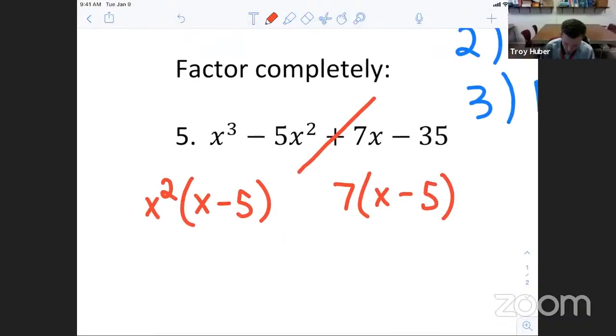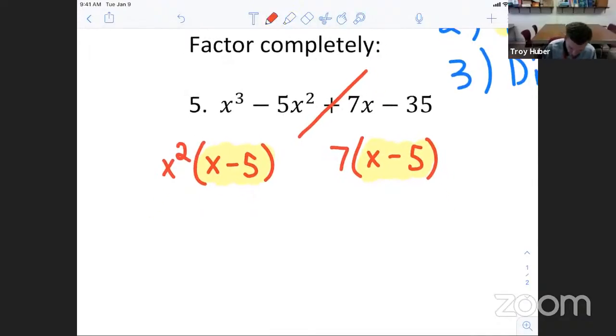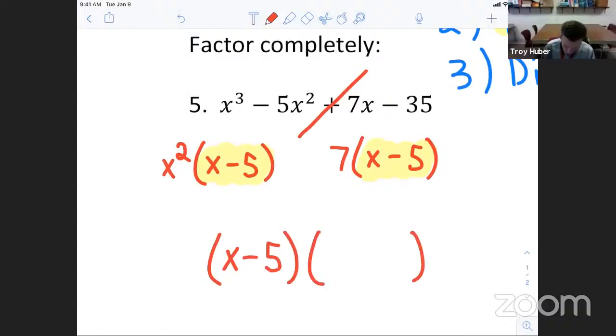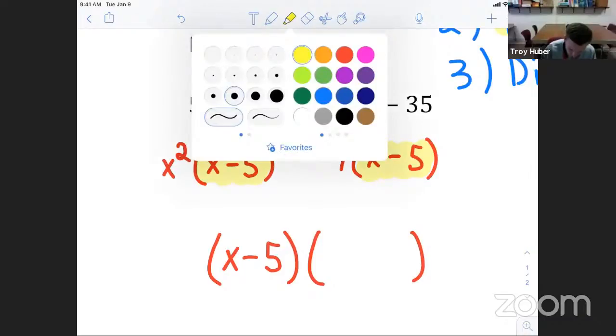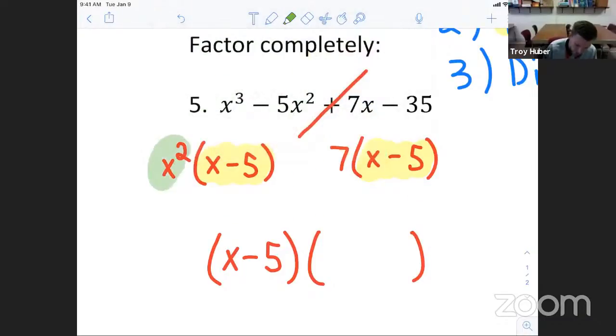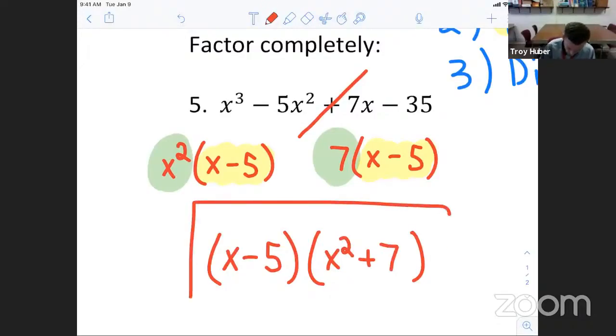Now, if you did your factor by grouping correctly, these should be the same. Okay, so then I just rewrite that in my answer, x minus 5. And now your other polynomial, in this case, is just going to be the 2 GCFs that you factored out. So x squared and a positive 7. So I'm just going to write x squared plus 7. And this would be your answer.